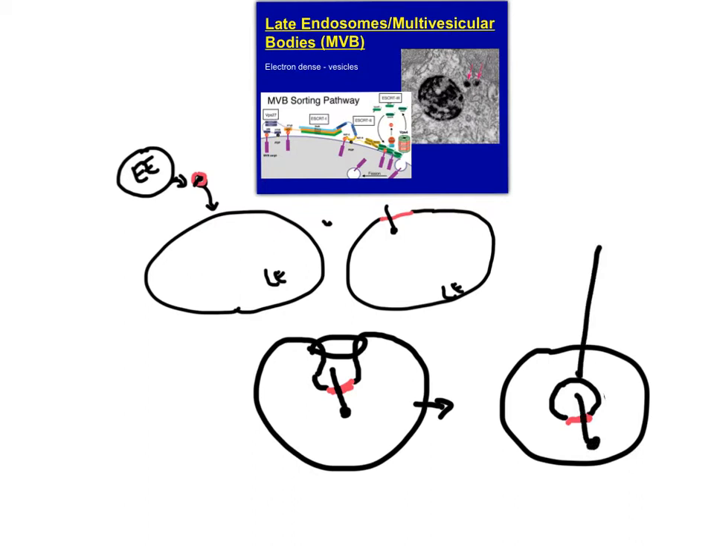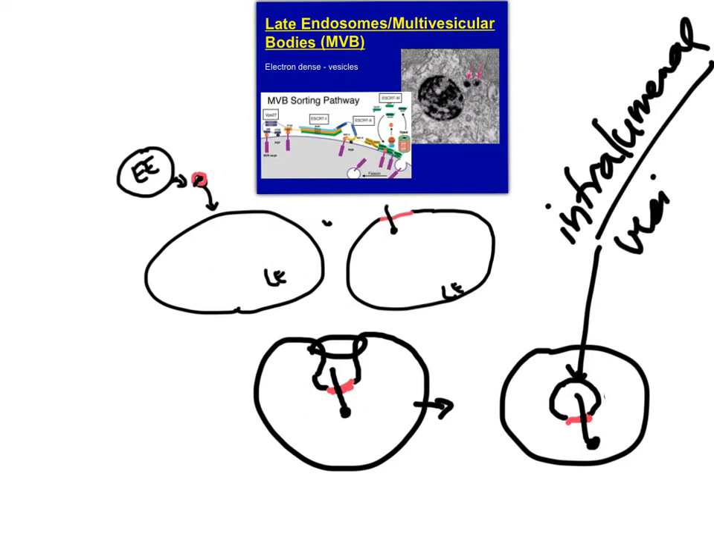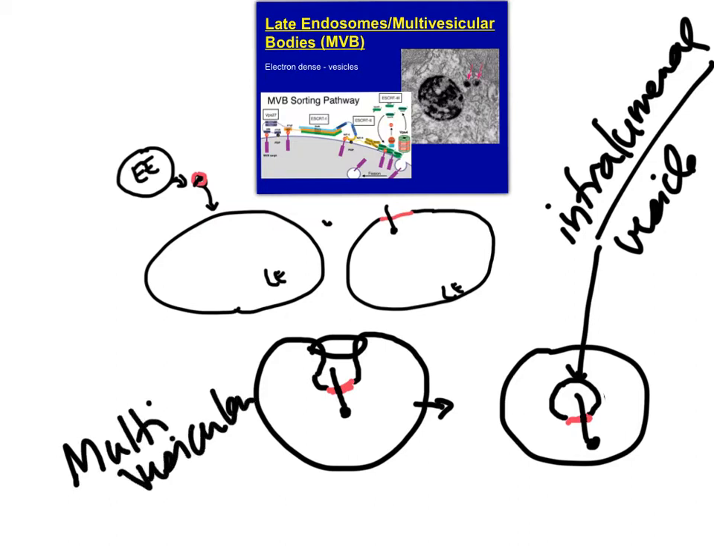and that is called an intraluminal vesicle. So this vesicle is called intraluminal because it's in the lumen of the late endosome, or multivesicular body. Multivesicular because you're going to end up with a whole bunch of these on the inside of the late endosome. And now let's zoom back out.